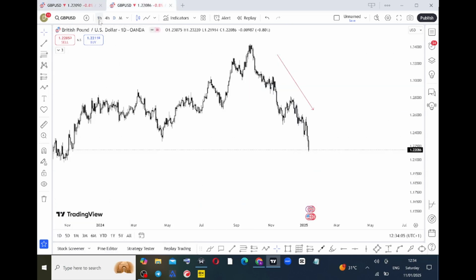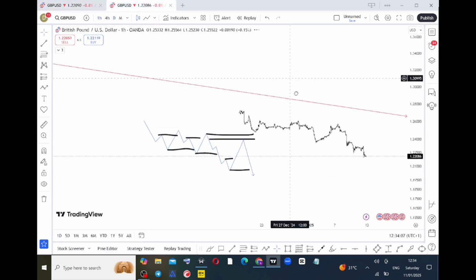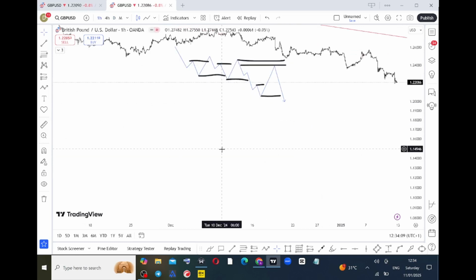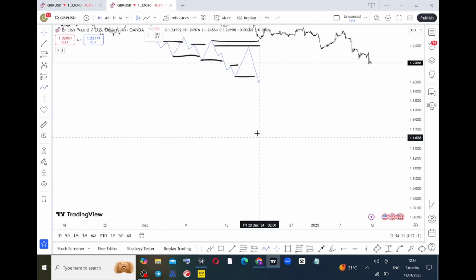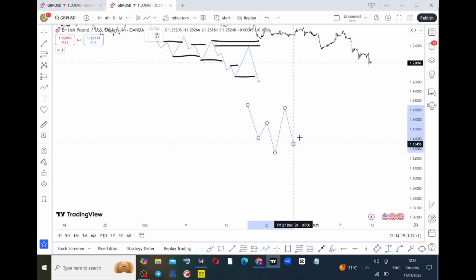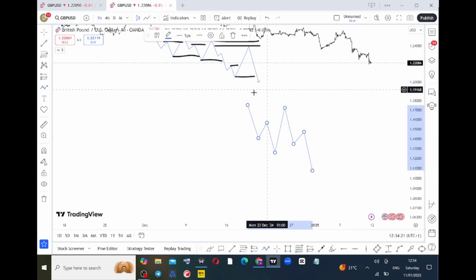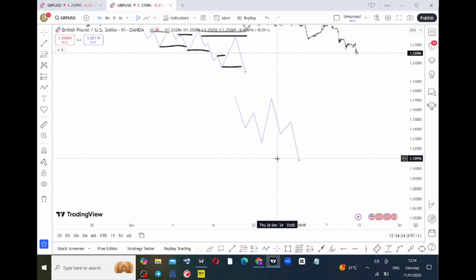So going to 1 hour, all I need to look for is a pattern that will give me this. I want to see market push down, give me inducement, push down again, and I want the market to take out this inducement and push down. So once I see this, I can see that the structure has been completed here.